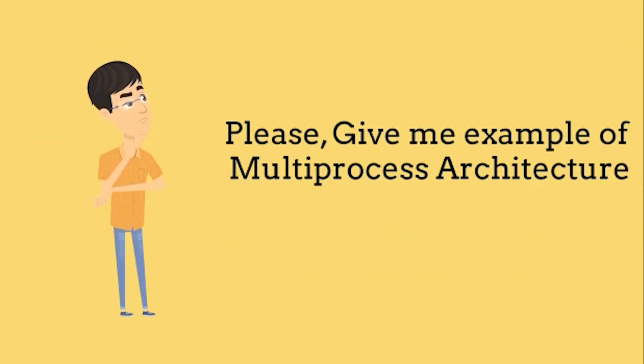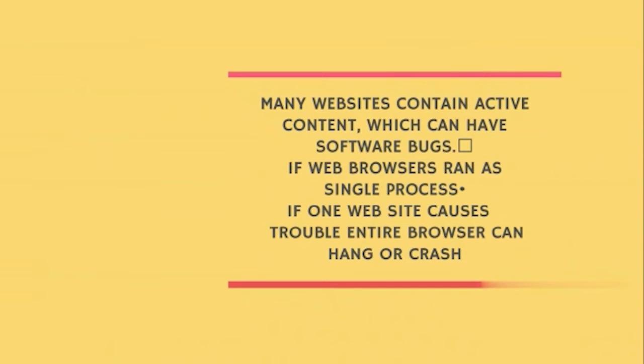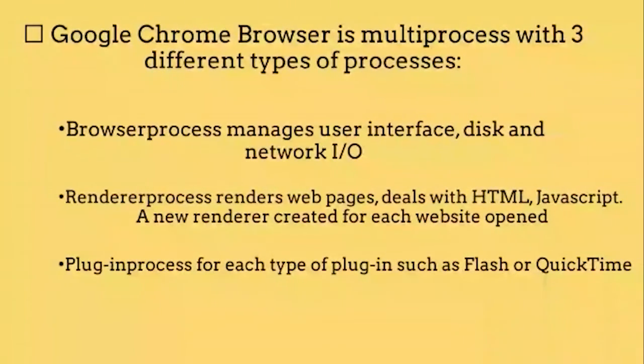Multiprocess architecture. Websites contain active content that may have software bugs. If web browsers ran as a single process, and one website causes trouble, the entire browser can hang or crash. Google Chrome browser is multi-process with 3 different types of processes. Browser process manages user interface, disk and network I/O. Renderer process renders web pages, deals with HTML, JavaScript. A new renderer is created for each website. Open plugin process for each type of plugin such as Flash.